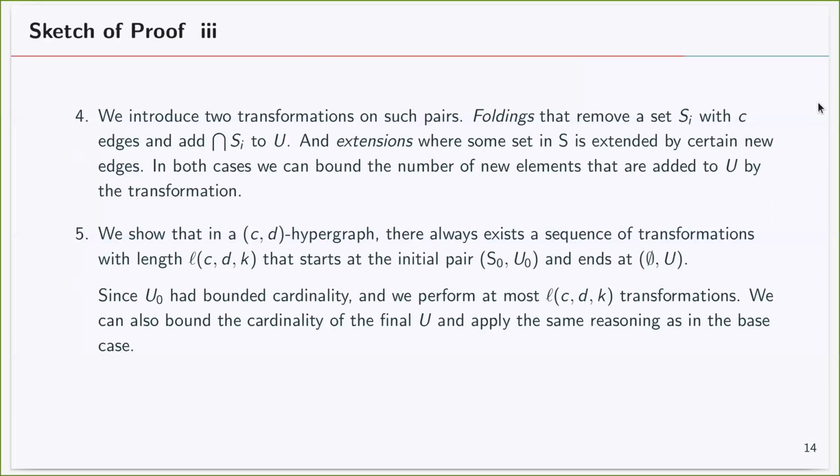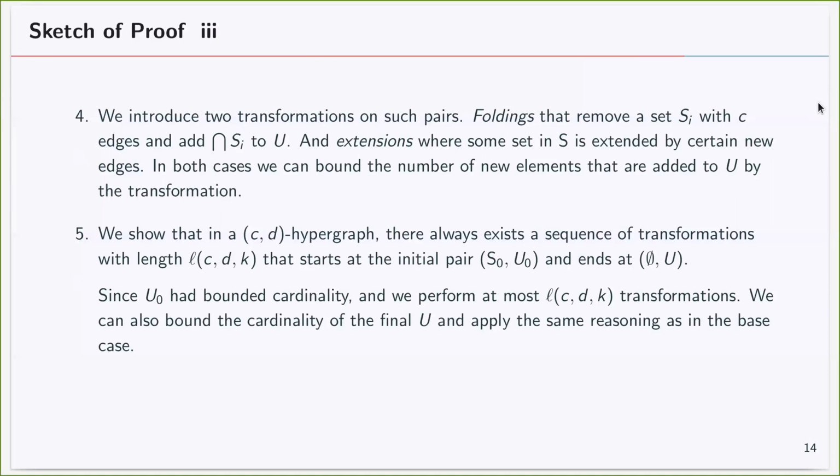Essentially, we increase the size of some set in S with the intention to enable us to do a folding later on. Because we can only do a folding if it has exactly C edges. So we need to sometimes add edges first, so we can later fold them back to the U. Right, but still we can still control the bound on the U via this extension transformation.